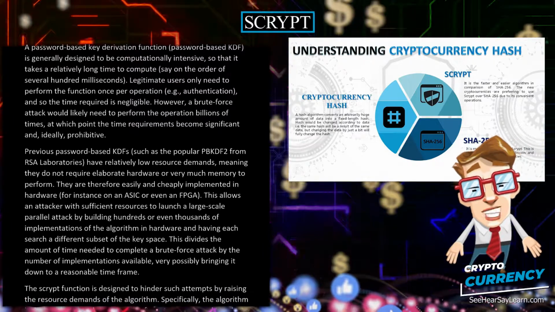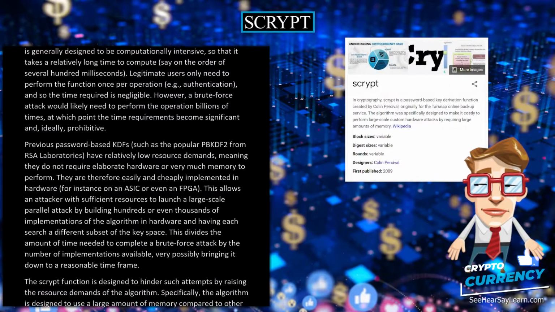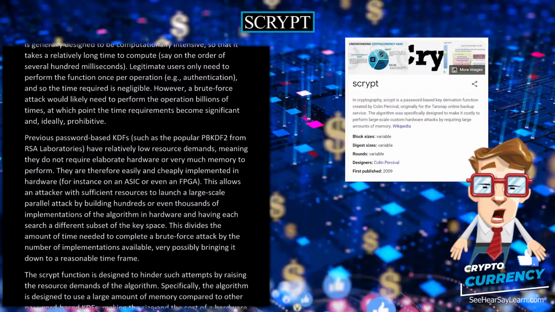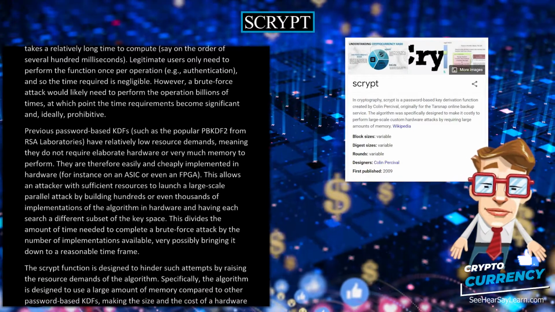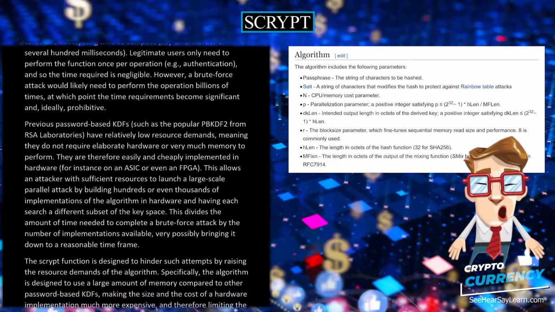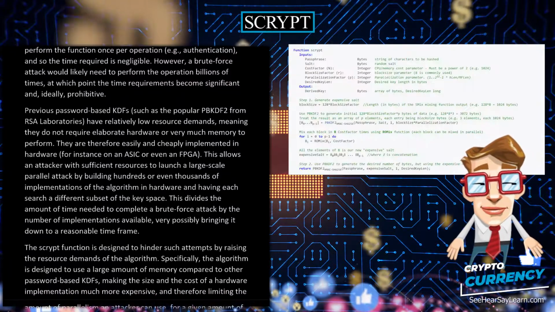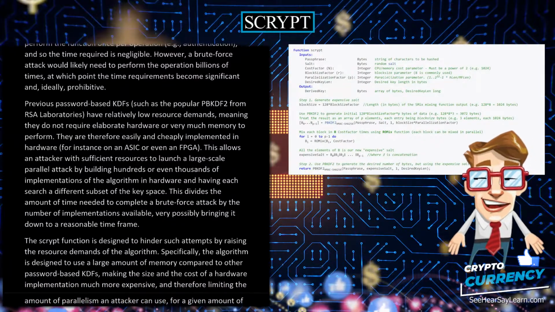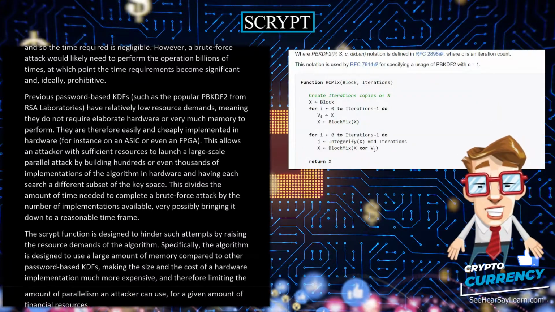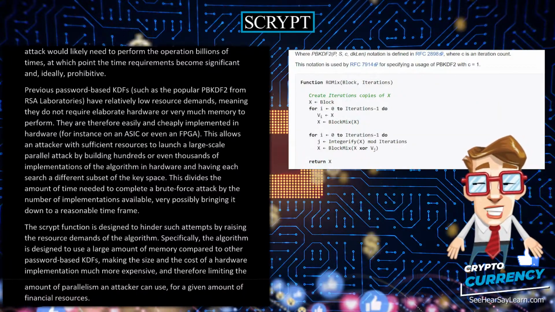Previous password-based KDFs, such as the popular PBKDF2 from RSA Laboratories, have relatively low resource demands, meaning they do not require elaborate hardware or very much memory to perform. They are therefore easily and cheaply implemented in hardware, for instance on an ASIC or even an FPGA.